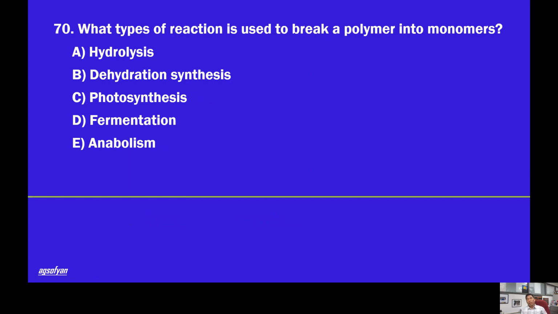70. What type of reaction is used to break a polymer into monomers? A. Hydrolysis, B. Dehydration synthesis, C. Photosynthesis, D. Fermentation, E. Anabolism. Choose your answer. Yes, the answer will be hydrolysis. It splits bigger molecules into smaller molecules by adding hydro, or water. So adding water will split a bigger molecule into smaller molecules.